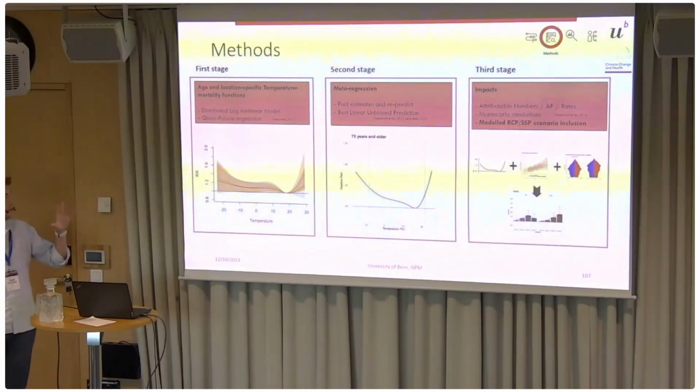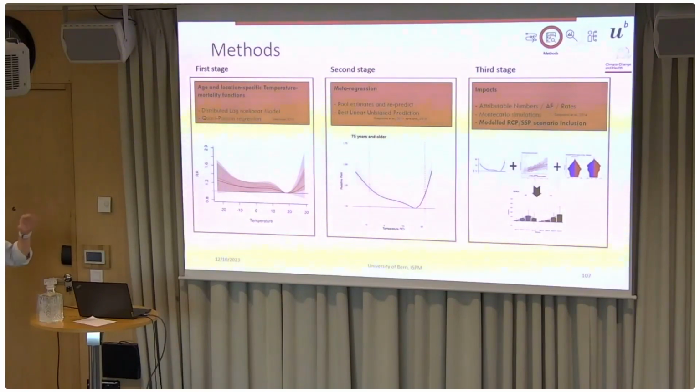So I'm not going too much into the discussion of the methods because Antonio himself already explained some of it. However, in the first stage, we created an exposure response function for the under 75 and over 75 for every district in Switzerland using DLNMs and classic Poisson time series regression. We conducted the second stage meta-regression to pool the estimates, gain some power, and re-predict.